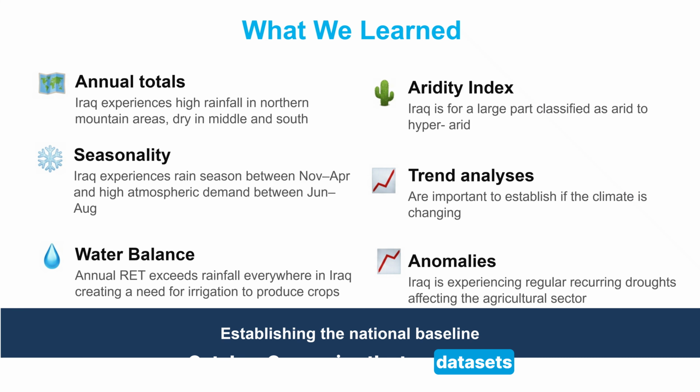Comparing the two datasets provides insight into when and where irrigation is required to grow crops. Based on the aridity index provided by UNEP, Iraq is considered arid to hyper-arid, except for a few governorates in the north. Trend analyses are important to assess if the changes are part of the natural variability or if there is a significant trend observed. Next to the long-term trends, anomalies are even more important as droughts or floods can have severe impacts on agriculture production. Thank you for your attention.